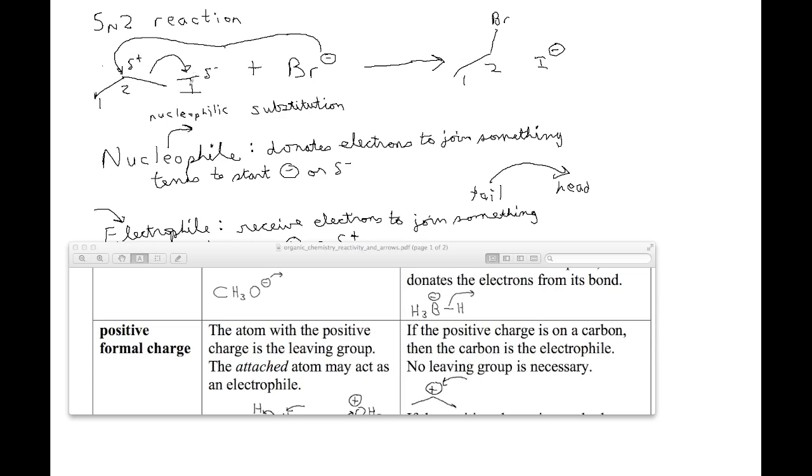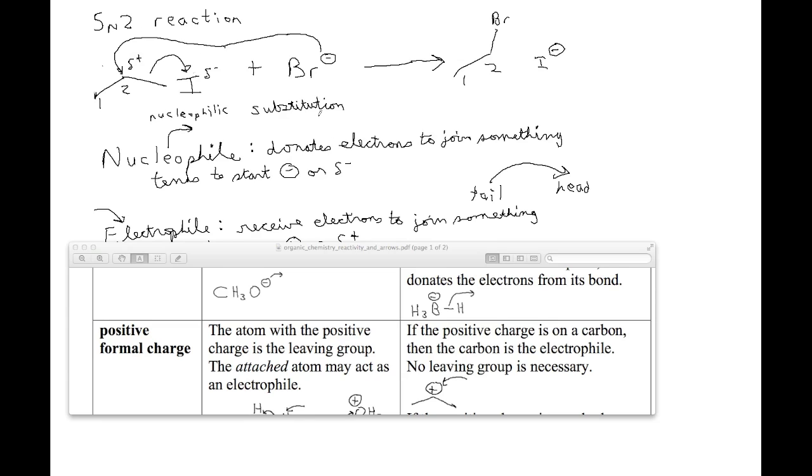This thing that's getting attacked here, we could call the substrate. So this is called nucleophilic substitution because there's a nucleophile that's attacking the substrate. It's called nucleophilic substitution because it's the nucleophile that causes the substitution to happen, so to speak. The nucleophile substitutes for the leaving group. So it's a nucleophilic substitution.